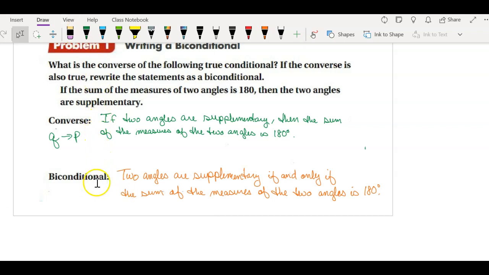So the biconditional is: two angles are supplementary if and only if the sum of the measures of the two angles is 180 degrees. And we could write it as a biconditional because the conditional statement and the converse were both true.